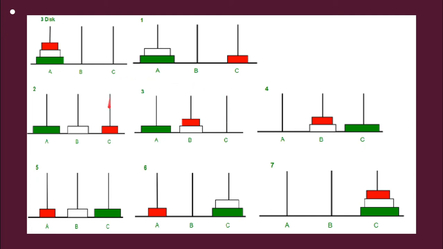So because A is the source and C is the destination, now this green is free, nothing is on the top of the stack. Now we have to move this to the top of the stack, which is C. So now this figure shows the movement from A to C.